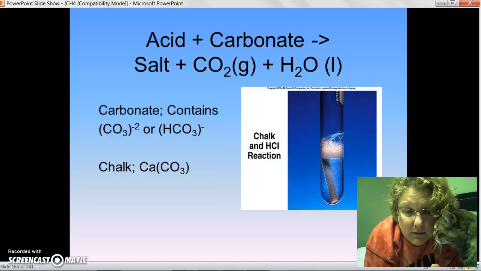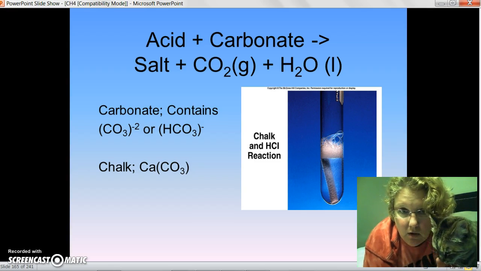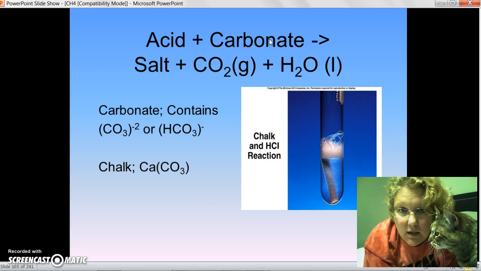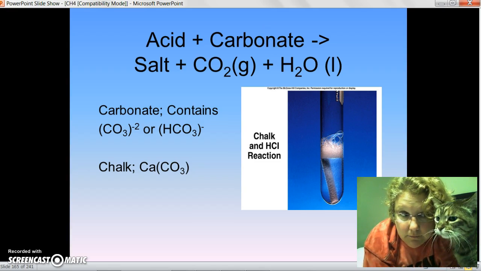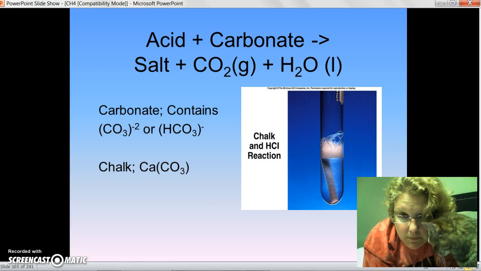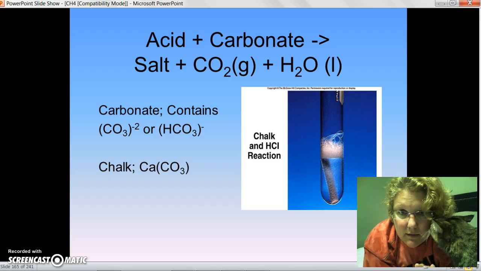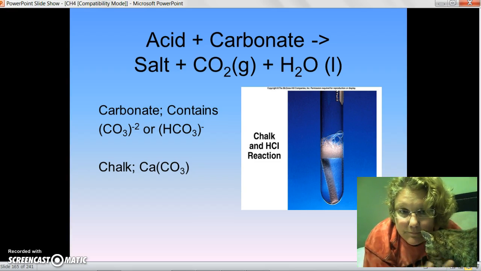Now, another kind of acid-base reaction involves a base that is not a hydroxide. The base instead is a carbonate. So anytime you pour acid on a carbonate, which you've probably all done if you've mixed vinegar and baking soda. Baking soda is sodium hydrogen carbonate, and vinegar is acetic acid. Both of those are weak. That's a weak acid and a weak base. You've seen what it does.